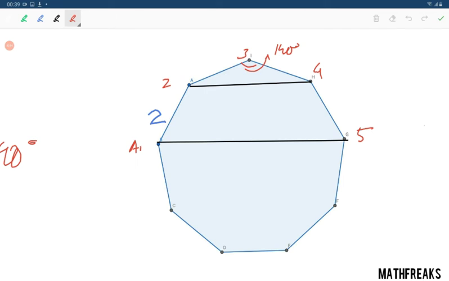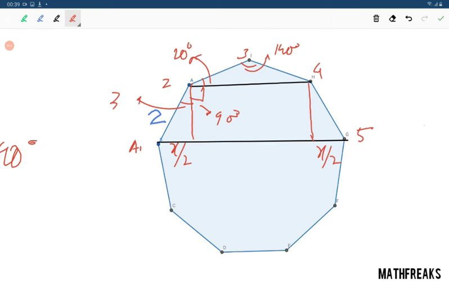Let's drop perpendiculars from here and here. Now the distances of this part and this part are equal, and the total will give us the difference. So if the total is x, we can consider this as x by 2. Now using the angle sum property of a triangle, what can we say about this angle? 20 degrees, this is 90 degrees, total is 110, and 140 minus 110 gives 30 degrees.